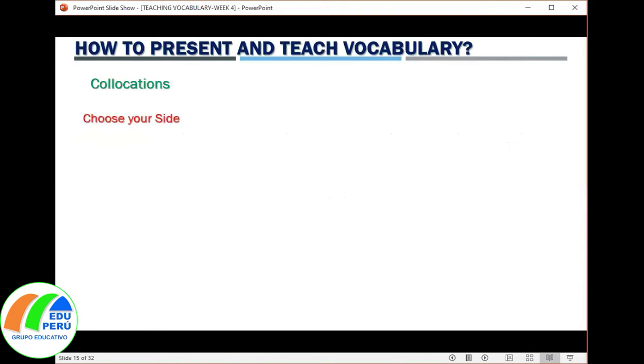Another one is choose your side. Notice here, choose your side.